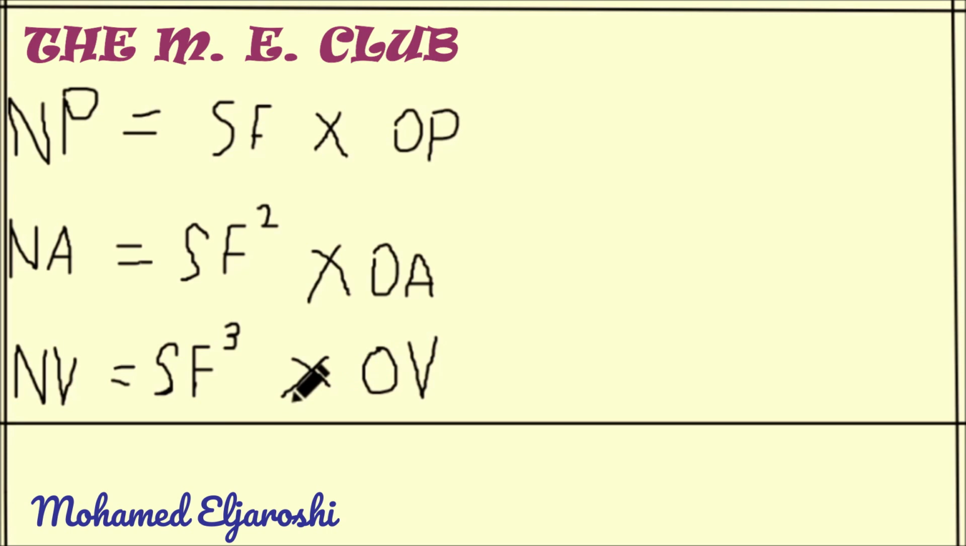That's the idea of getting the new perimeter, new area, and new volume for shapes, depending on the scale factor of enlargement.